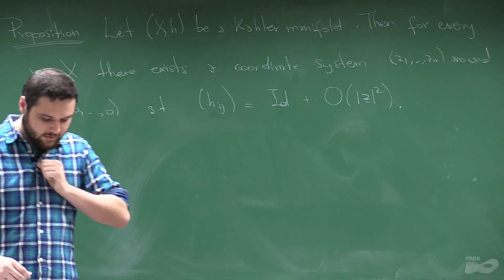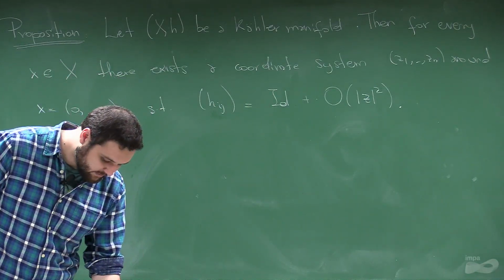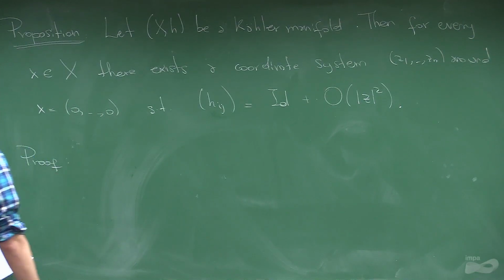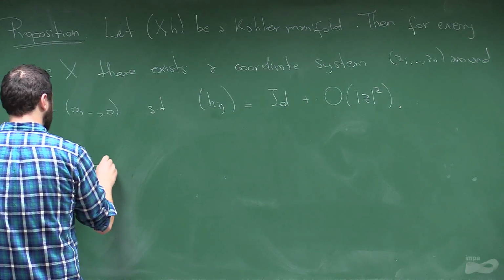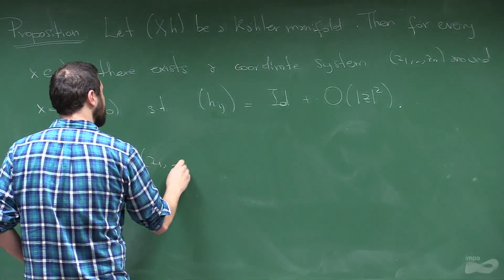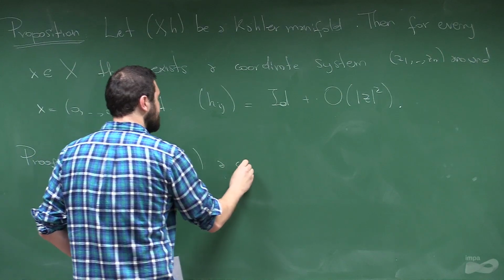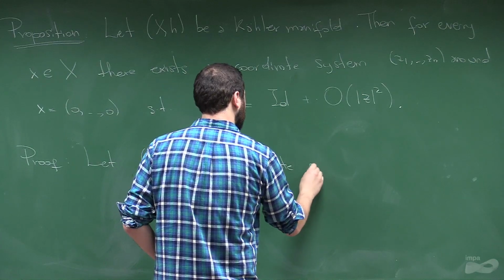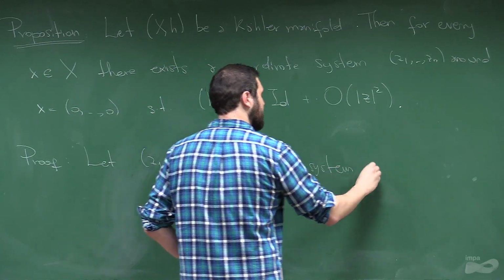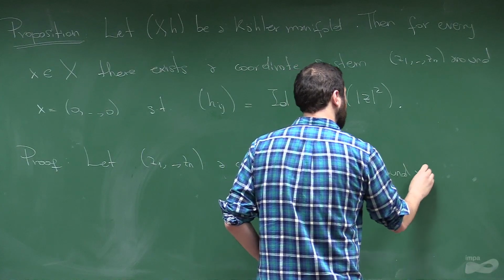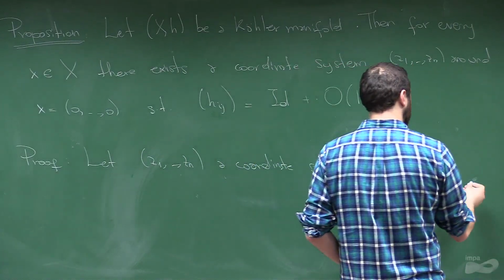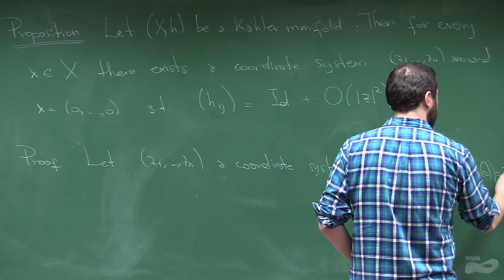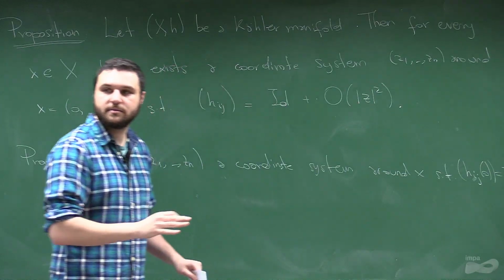Clear? Okay, so the proof of this proposition. Consider z1 to zn, a coordinate system around x such that h_ij at 0 is the identity. Okay, we can always do that.